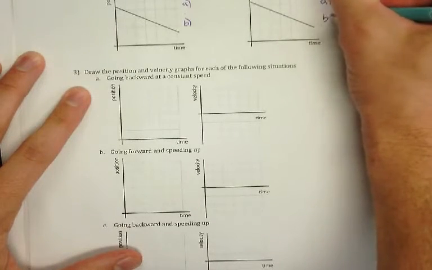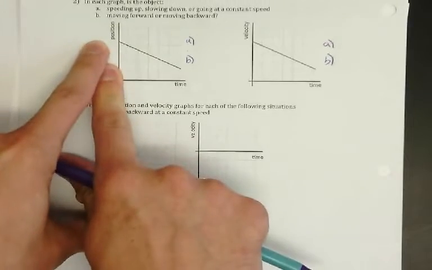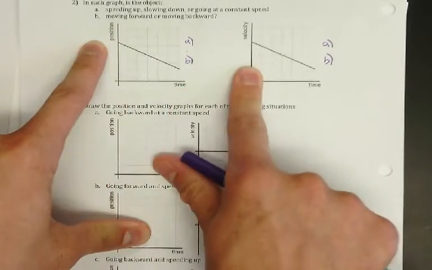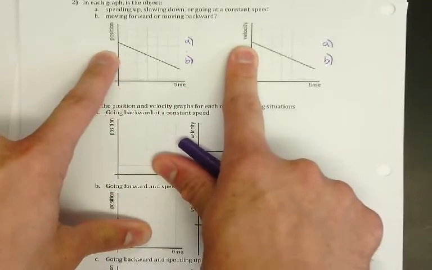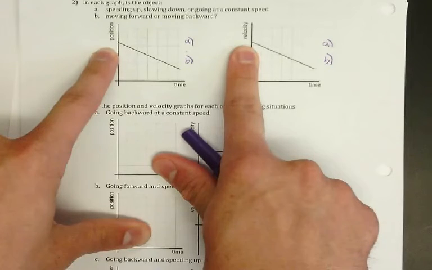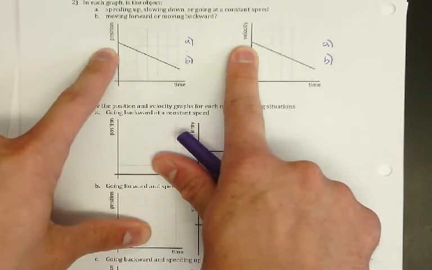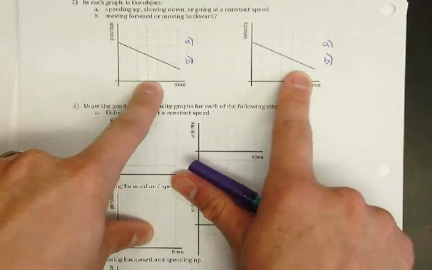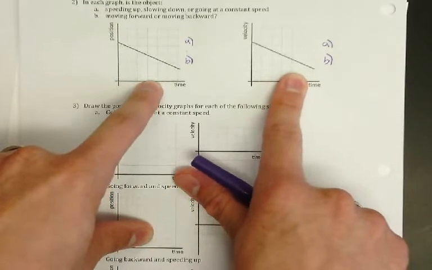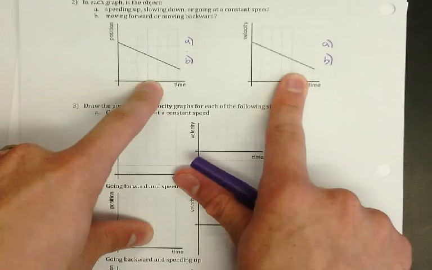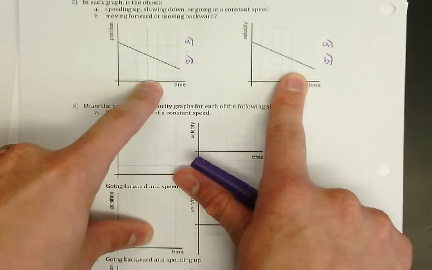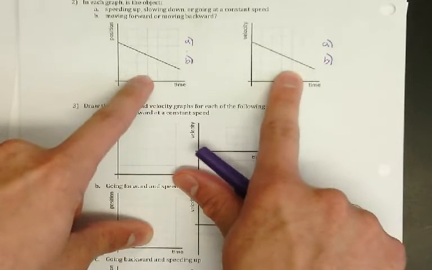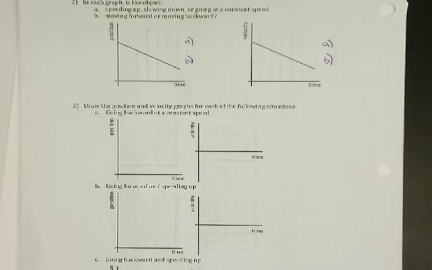The reason I want you to do that for both of these is one is a position graph, one is a velocity graph. So one graph shows you position, one graph shows you velocity. They both look the same. So are they actually the same? Do they actually tell you the same stuff? Okay? So go ahead and do number 2 for me. See what you can do for that one.